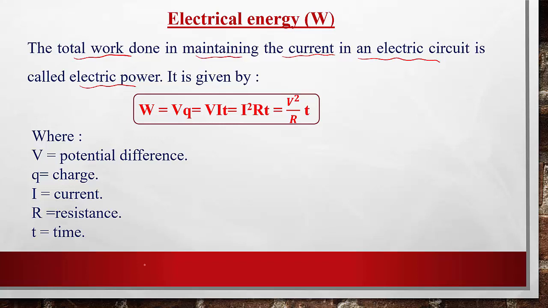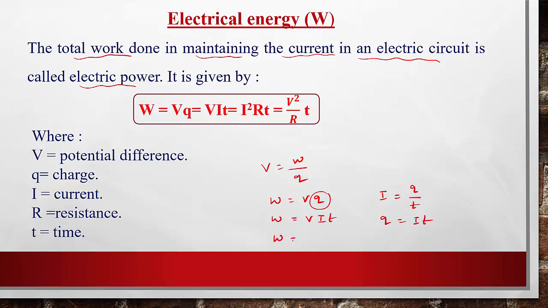The equation is given by W equal to V into Q, because we know that V equal to W by Q, the work done in bringing a unit positive charge. You can remember the definition, or we can write W equal to V into Q, or W equal to VIT, because I equal to Q by T. This equation we already know. So in place of Q, we can write I into T. So the equation becomes VIT.